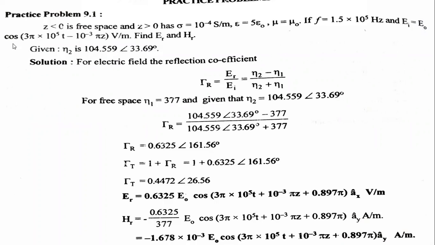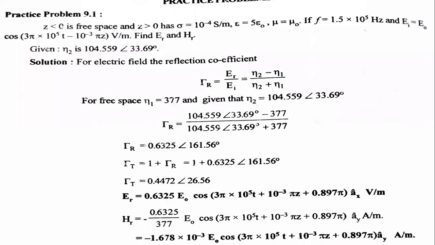So likewise one equation is given in the form of cos, and you need to calculate your Er and Hr. If eta 2 is given as 104.559 angle of 33.69, how can we simplify this? How can we start? We can start with the reflection coefficient for the electric field. We know these formulas very well.